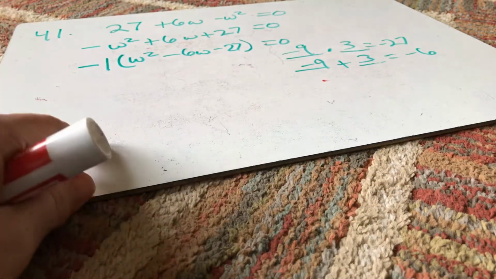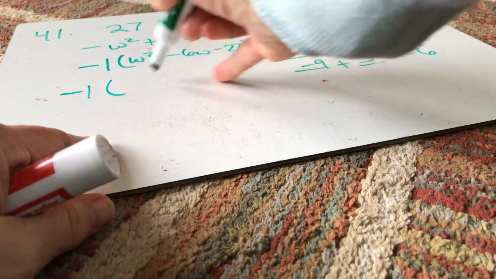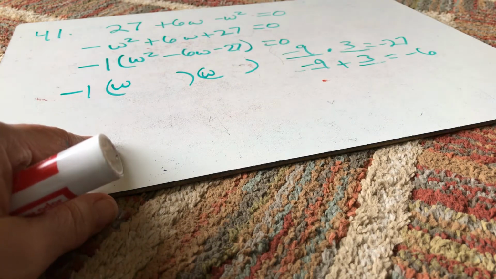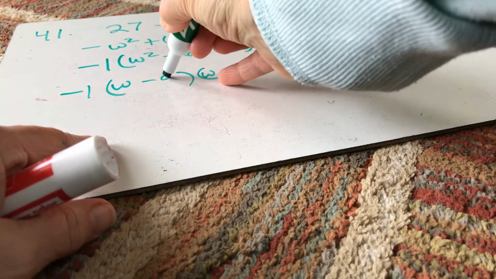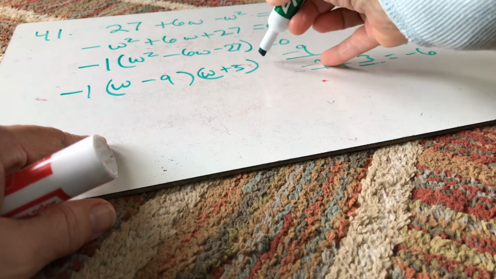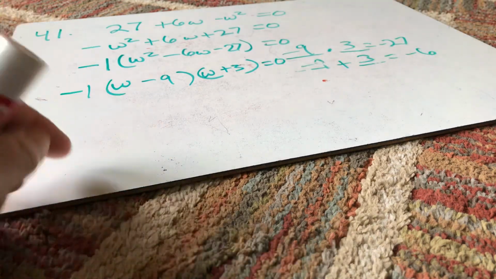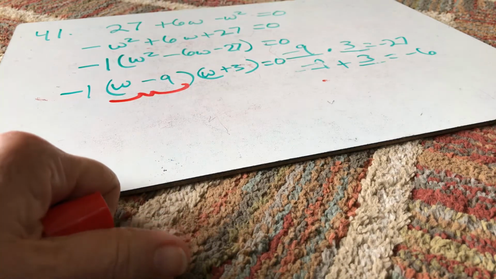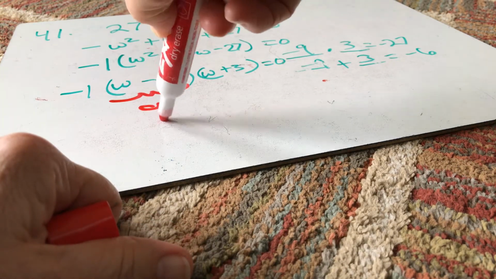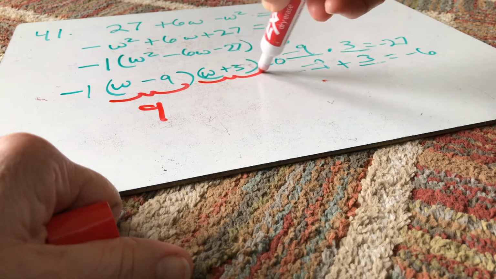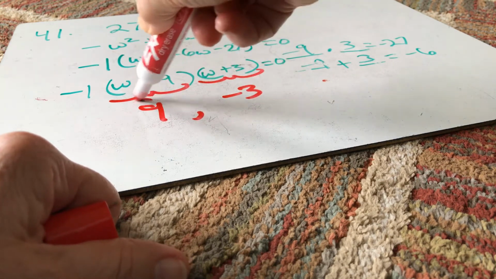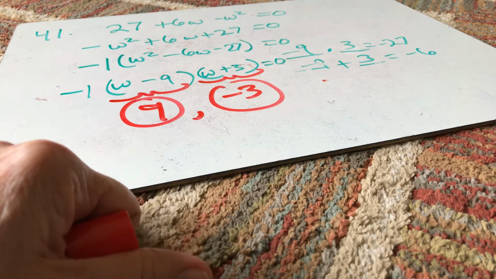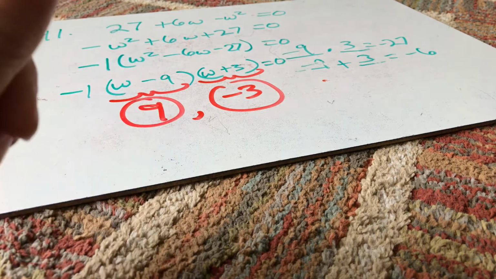Okay, so when you're factoring, that negative 1 is going to stay out there. Your two numbers are negative 9 and positive 3. It does say to solve this. So what value for w is going to turn that into 0? Positive 9. What w value would turn this into 0? Negative 3. There's your solutions, 9 and negative 3. All right, that is 41.